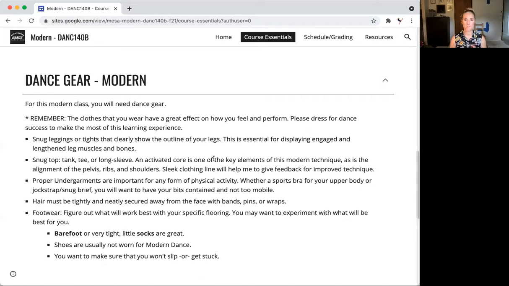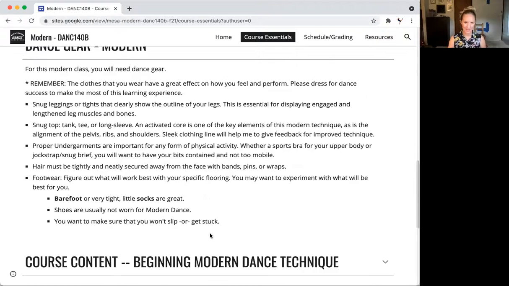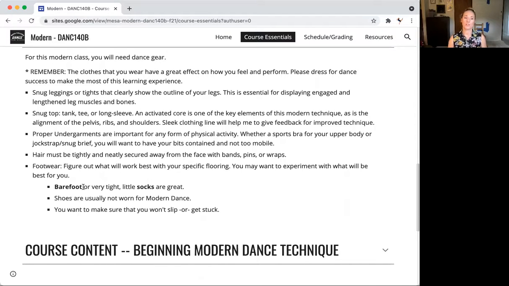One thing that's really important is supportive undergarments to keep your body safe and free from distraction. Maybe we'll say it that way. We'll talk about this on our first couple days together as well. In our studios, barefoot is ideal. Sometimes dancers like to start in little socks, but with the choreography and the movement and the exercises we'll be doing, barefoot is going to be the best answer for you.